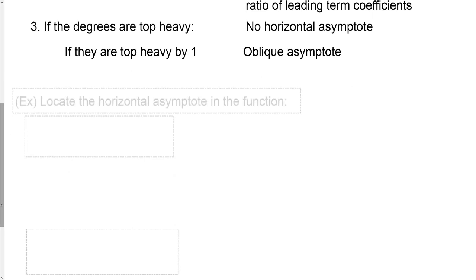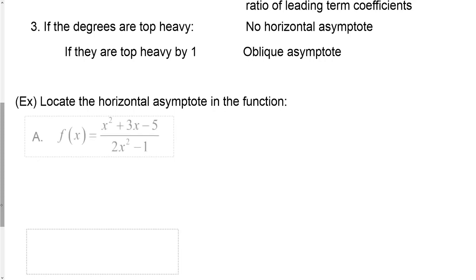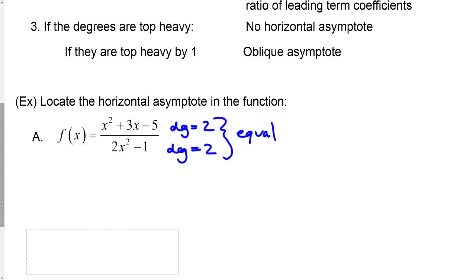So let's look at some examples and see how these rules apply. They're actually very straightforward. So if I have f of x equals x squared plus 3x minus 5 over 2x squared minus 1, then the degree of the numerator is 2 because the highest exponent is 2. The degree of the denominator is also 2. So the degrees are equal.